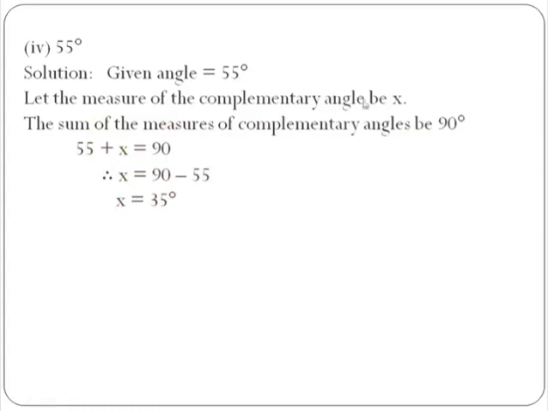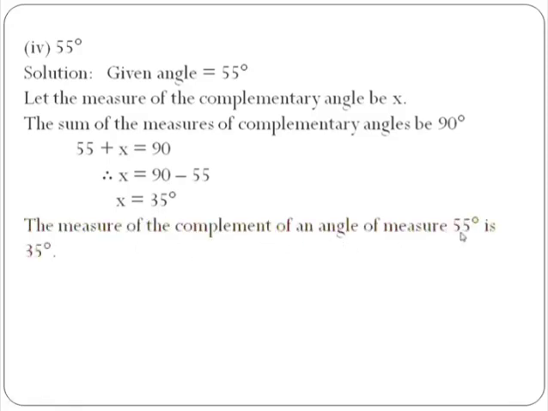Now given angle plus the measure of its complement is equal to 90 degrees. Now here we will shift this 55 to the other side. As it is in addition here, on the other side it will come in subtraction. Now subtract 55 from 90, you will get 35. Therefore, the measure of the complement of an angle of measure 55 degrees is 35 degrees.